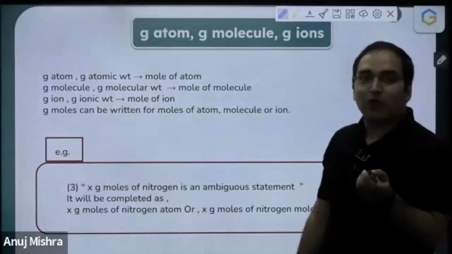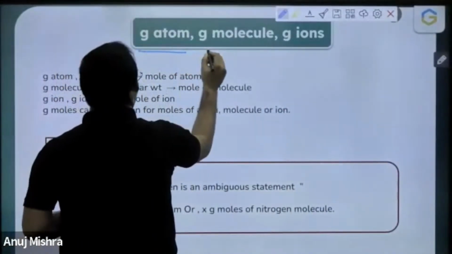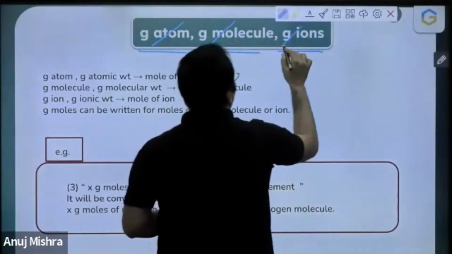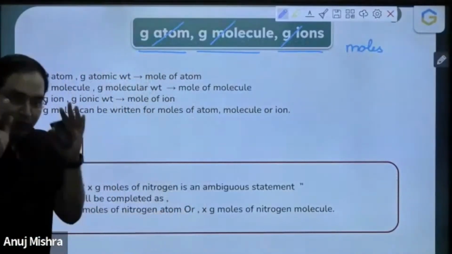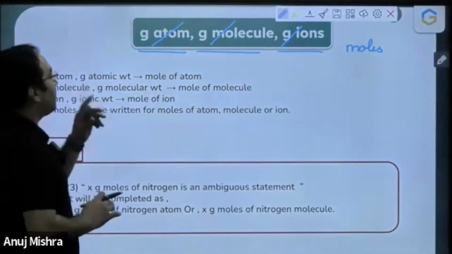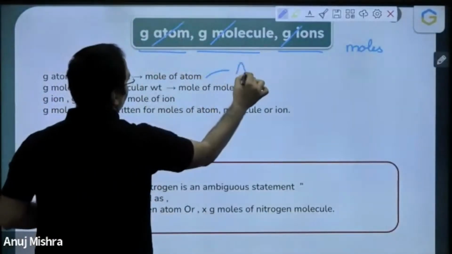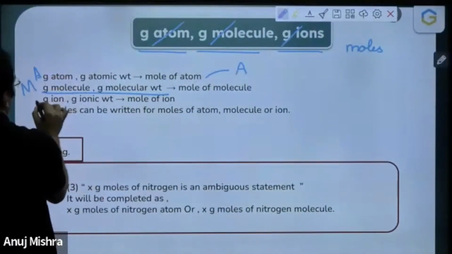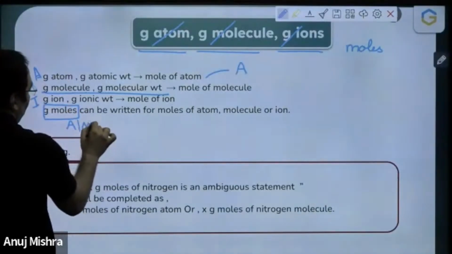So you please pay attention not to coffee, to the discussion. So when it is gram atom, gram molecule or gram ions, whenever you see these terms, you have to cut it and write in place of this moles. इतना करना है. Because these are moles. Okay. But there's a special thing. This word gram atom can be used only for atoms. This word can be used for molecule. And the third word can be used for ions. And the last word can be used for atom, molecule, or ion.